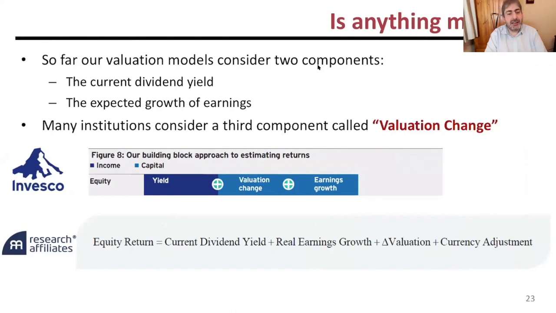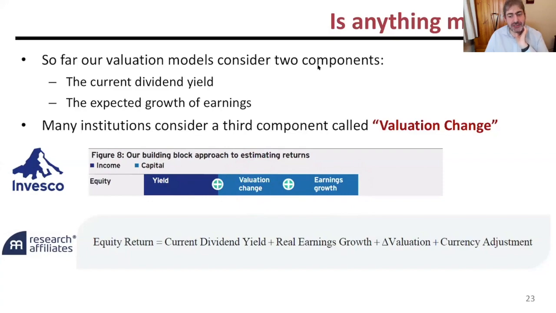These are bits and pieces from two other banks, Invesco and Research Affiliates. Okay, if you look at Invesco, they say our building block approach to estimating returns is the sum of components. The yield that we know, earning to price, the earnings growth that we know, but then they add a third component that is the valuation change.